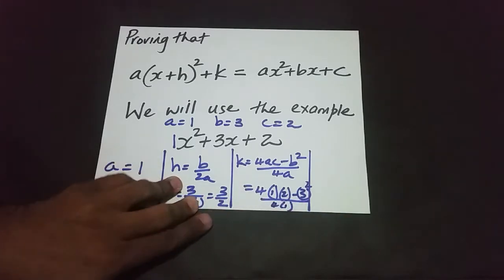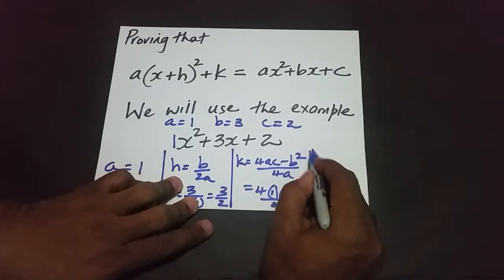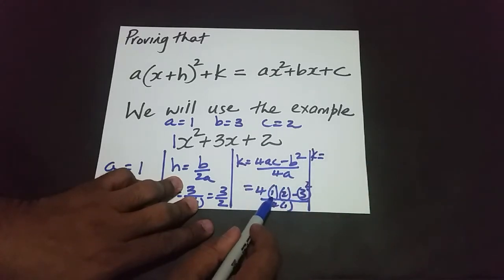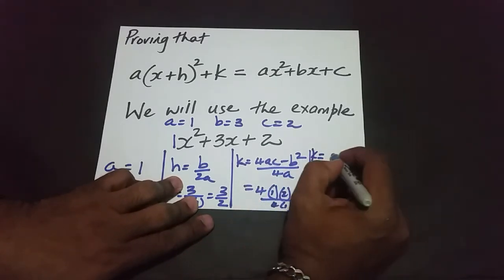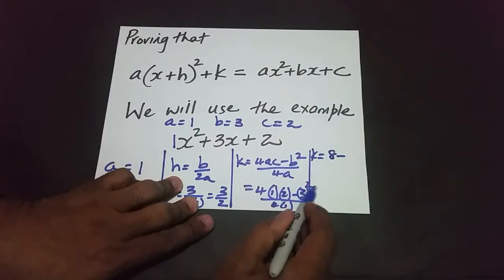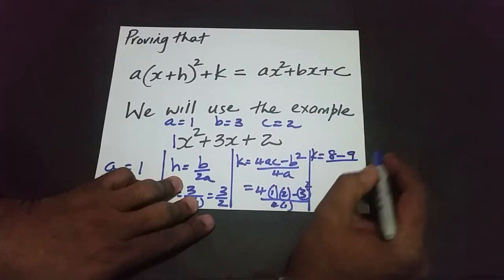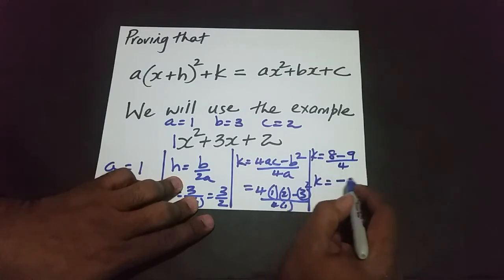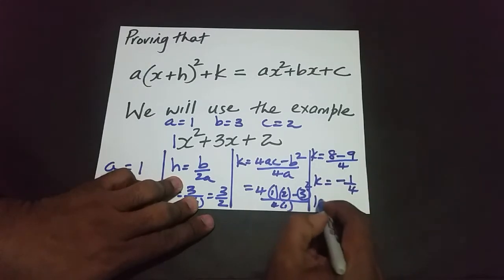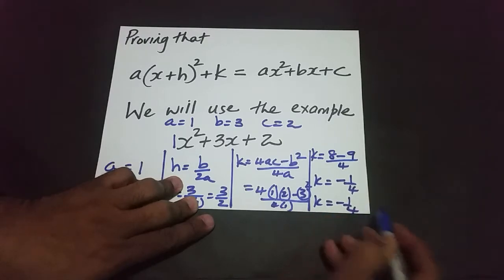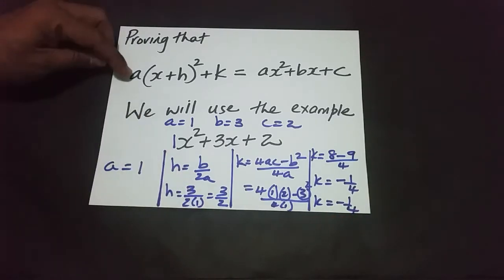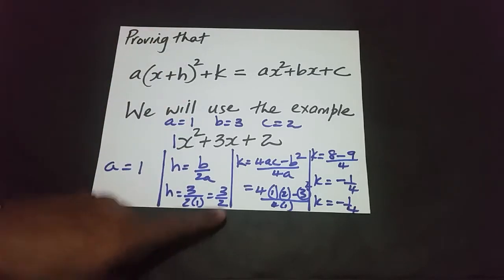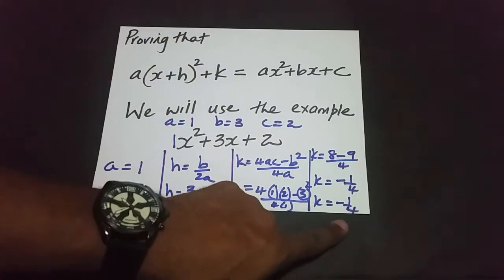So I'm just going to get that worked out. So K would be equal to 4 times 1 is 4, times 2 is 8. And 3 squared is 9, over 4. So K would be equal to 8 minus 9, which is negative 1 over 4. So K essentially is equal to negative a quarter. So I have A, which is 1, H, which is 3 over 2, and K, which is negative a quarter.